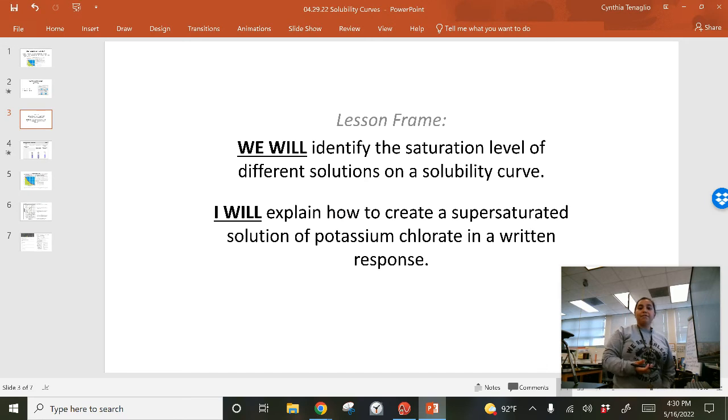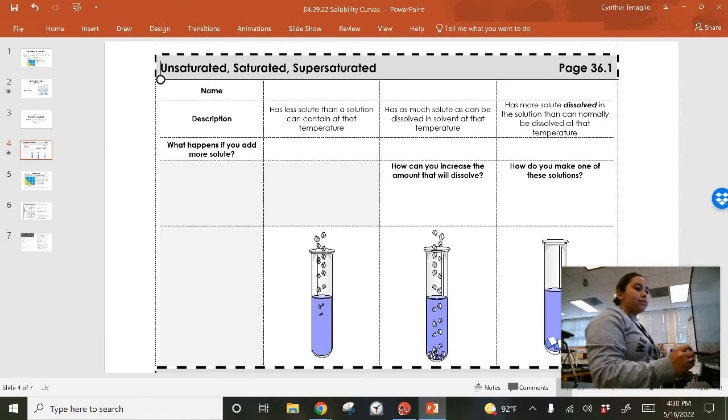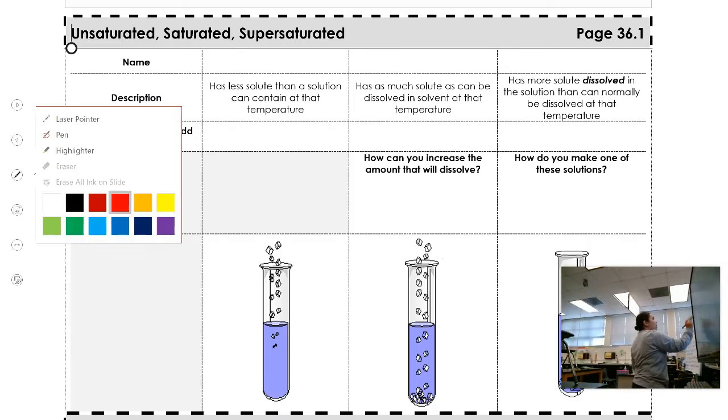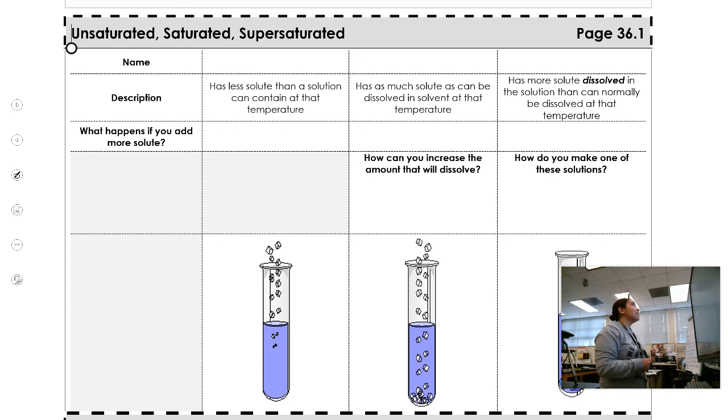So we're going to learn to identify the saturation level of different solutions on a solubility curve. And by the end of the lesson, you should be able to explain how to create a supersaturated solution of potassium chlorate in a written response. So there are two types of solutions that we just talked about. You're going to go ahead and put this in your notes.